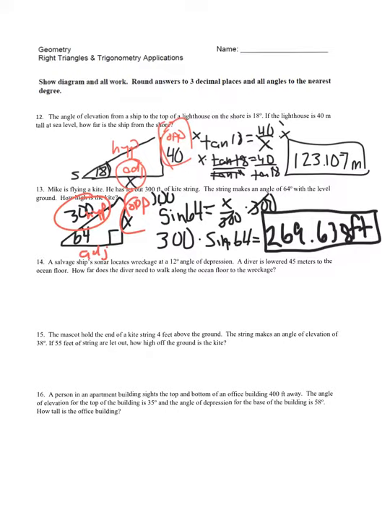All right, number 14. A salvage ship sonar locates wreckage at an angle of depression of 12 degrees. A diver is lowered 45 meters to the ocean floor. How far does the diver need to go?